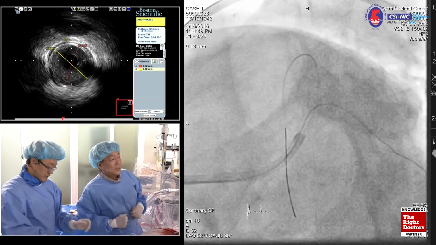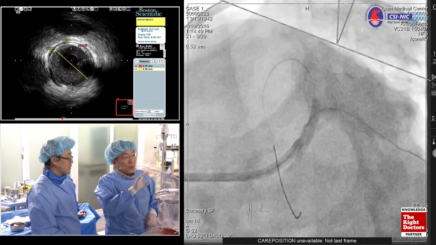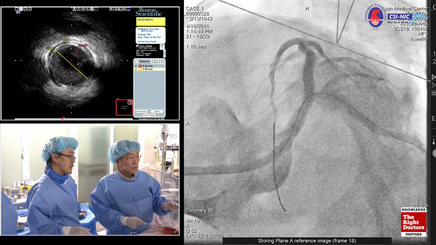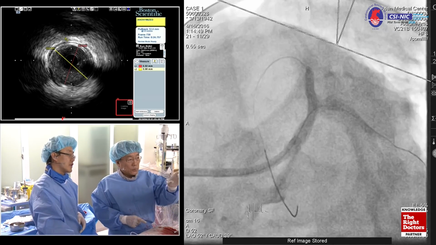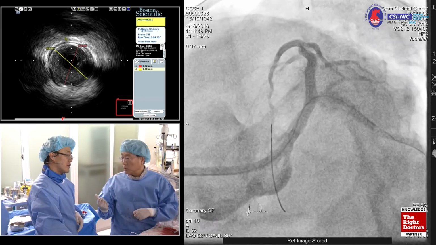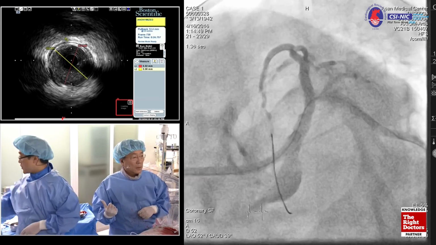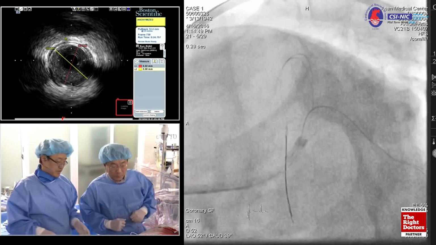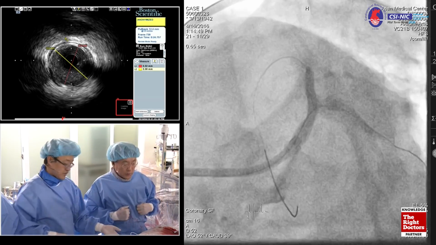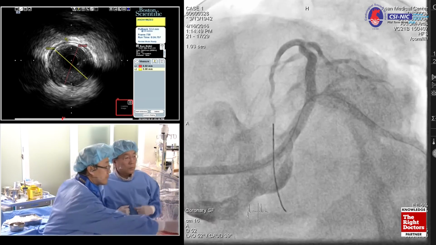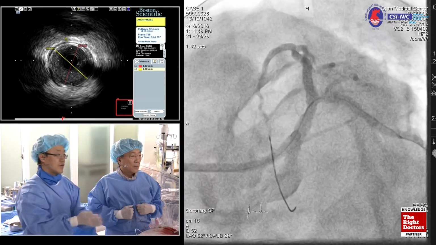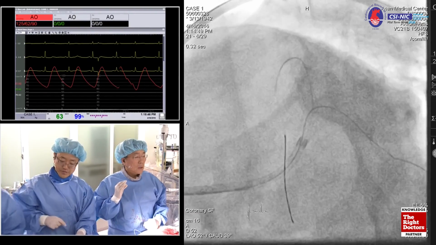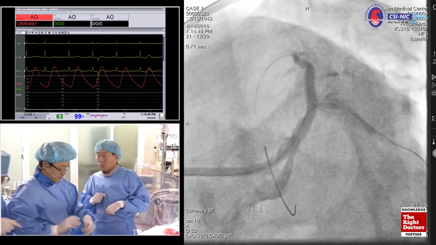Big enough, right? So I think it's a 3.5 non-compliant balloon for the LAD. And a 2.75 balloon, right? Yeah, 2.75. No, 2.5 is okay. 2.5 compliant balloon. We need an easier one. Okay, 20 is okay. So we're going to choose the 3.0 size. What is the shortest one?